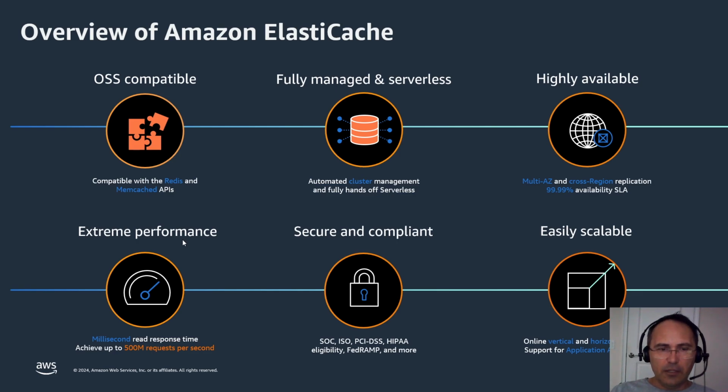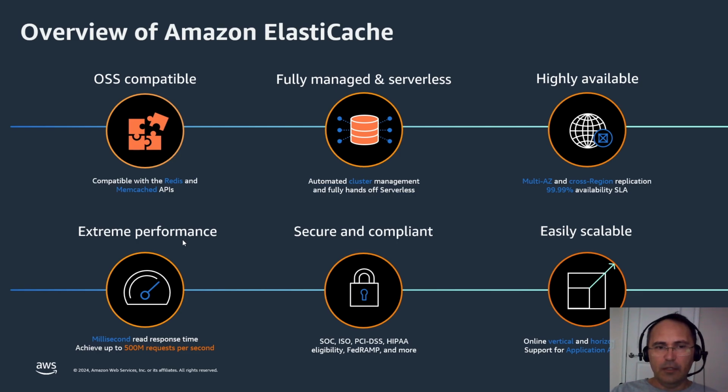As of late last year, 2023, we introduced a serverless version of Amazon ElastiCache, which is completely serverless. You just pay per use. You don't even have to bother with capacity or scaling. All of that is taken care of for you. Basically, you just use the service as much as you need, and you pay for as much as you used, a consumption-based service.